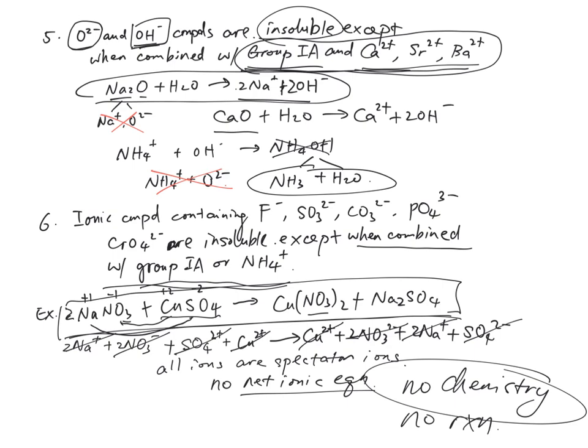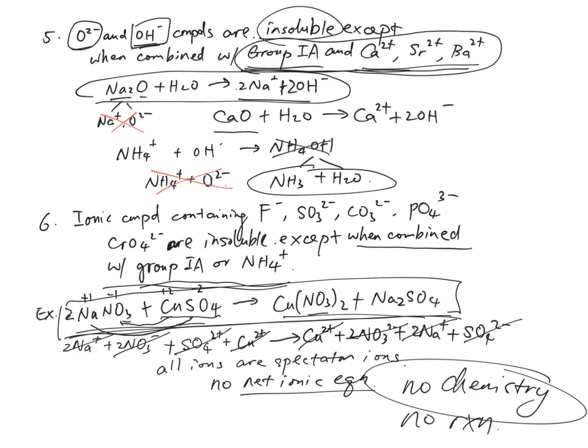On the left side, you have 2 free ions, 4 free ions. On the right, you have the same 4 free ions. Nobody found their soulmate. Well, no chemistry.